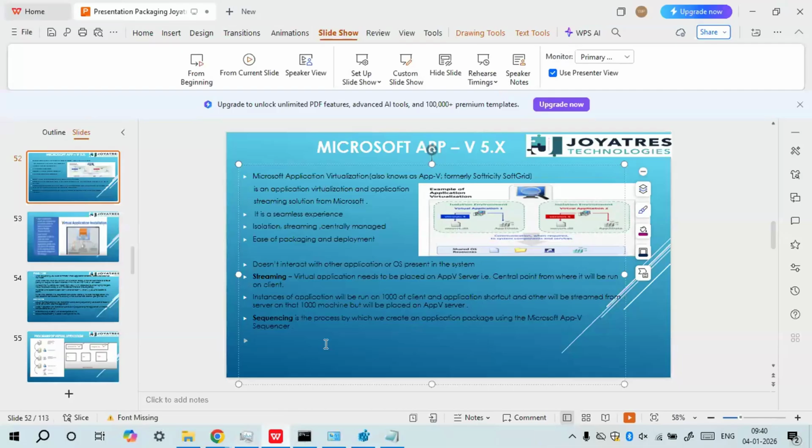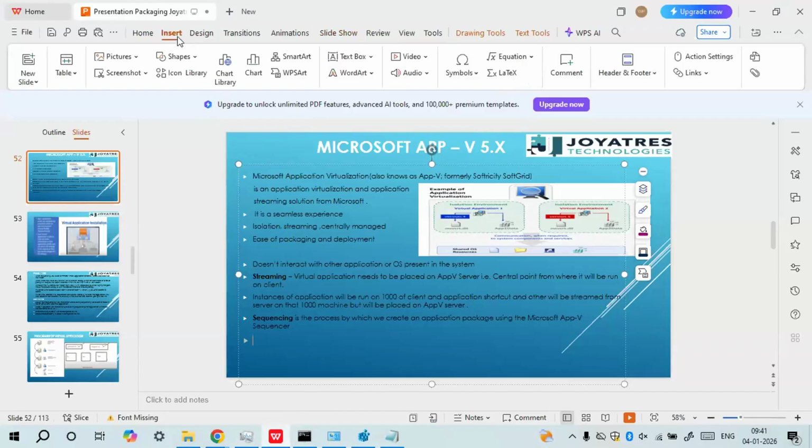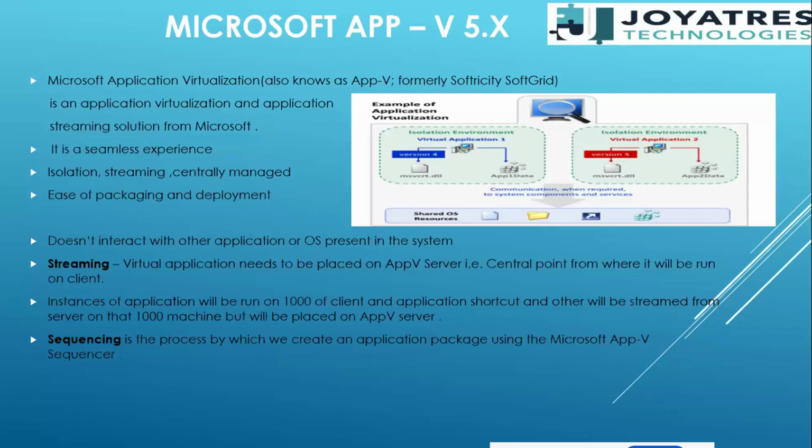To do the packaging of an AppV application, the process name is sequencing, and it is done by the Microsoft AppV Sequencer tool. Just as we have AdminStudio for MSI and MST, in the same way for AppV applications we have a Microsoft tool, the Microsoft AppV Sequencer, through which you do the packaging of AppV.